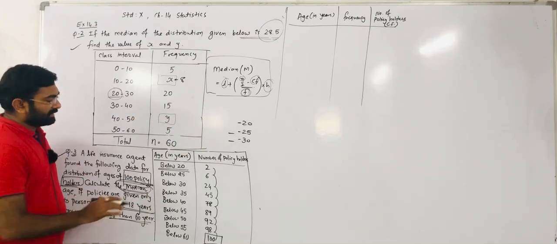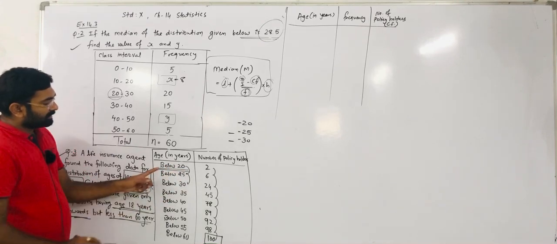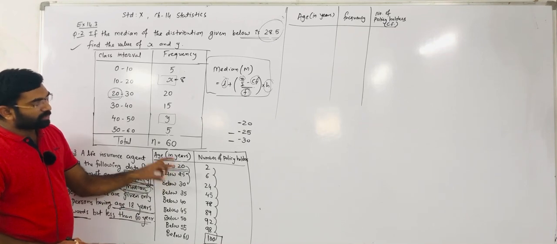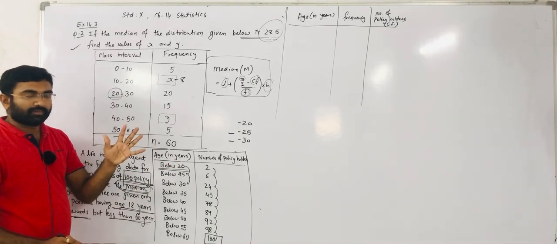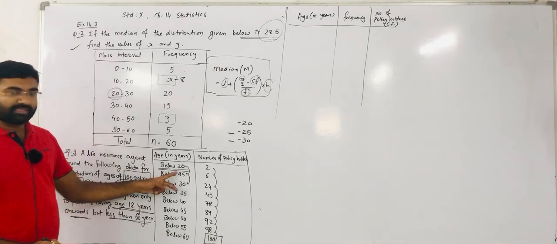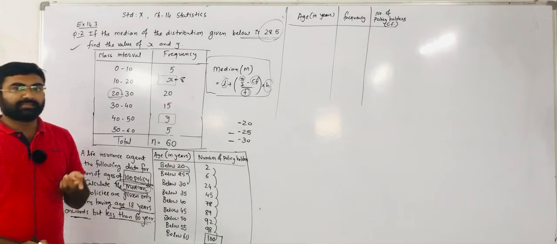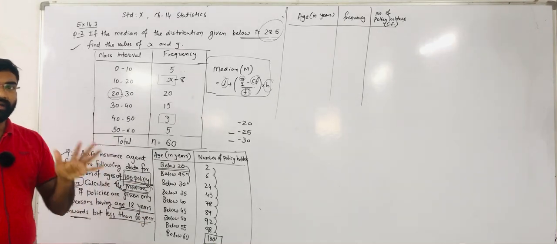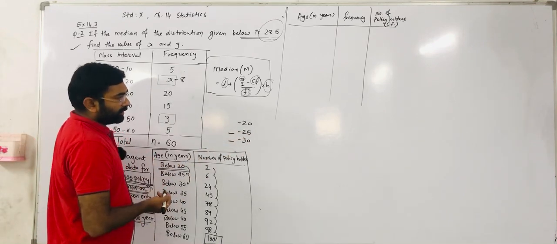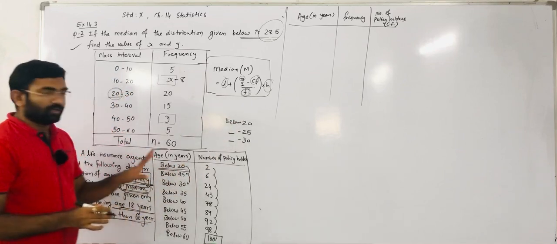How can we decide? You have to see two consecutive classes. See below 20 and below 25. We can say the difference of those two classes is 5 years. Same way here there is a 5 years difference, and here also 5 years. So in each and every class, the difference between two consecutive classes is 5. So what you have to do is put the classes according to the difference of 5. In the first class we write it as it is, below 20.